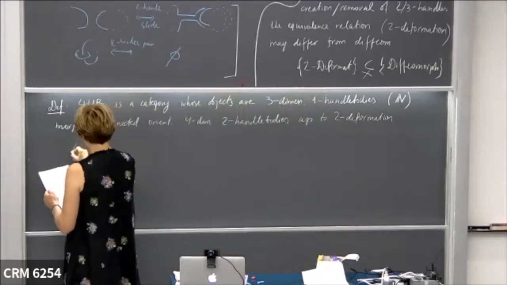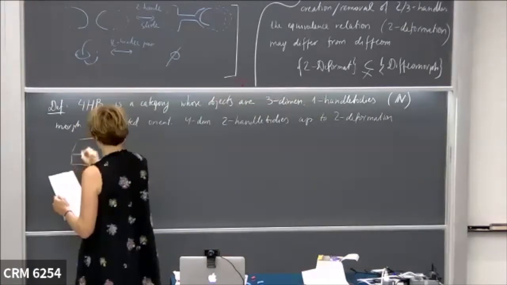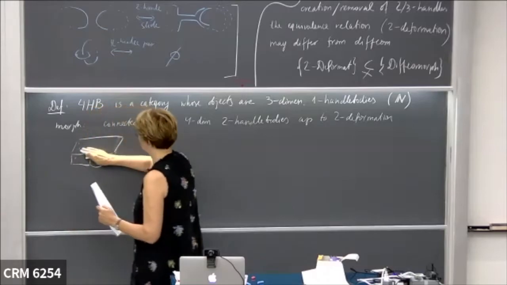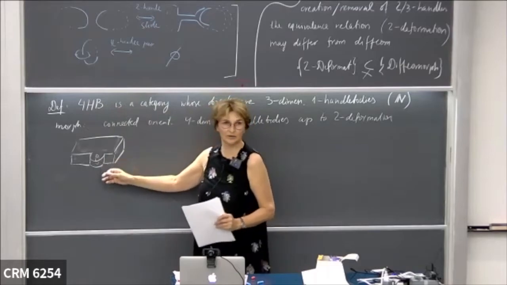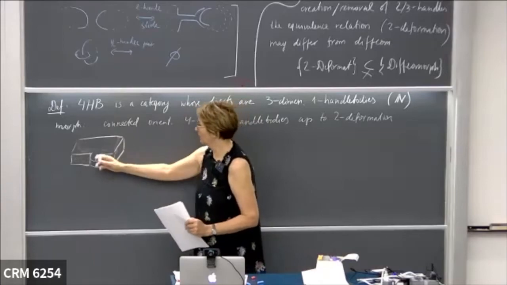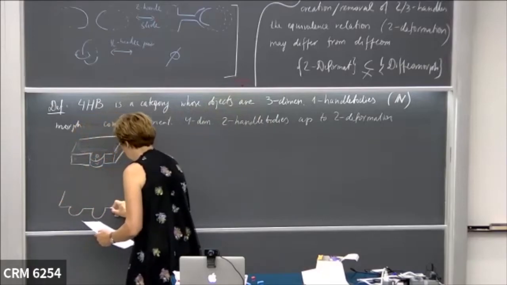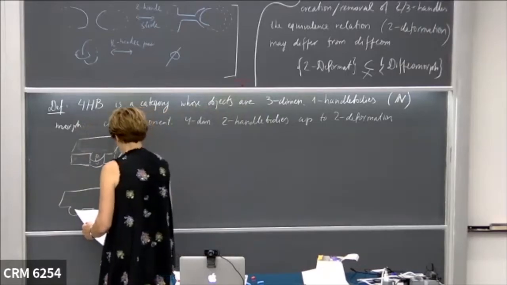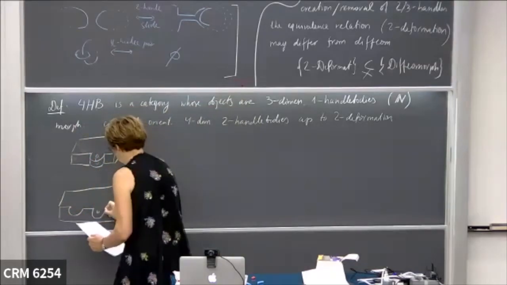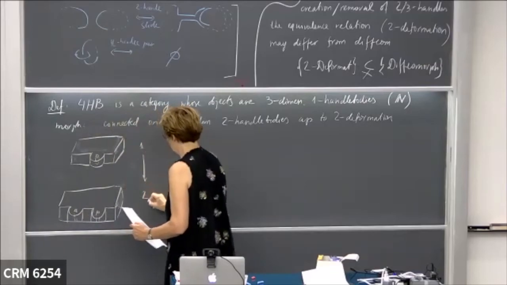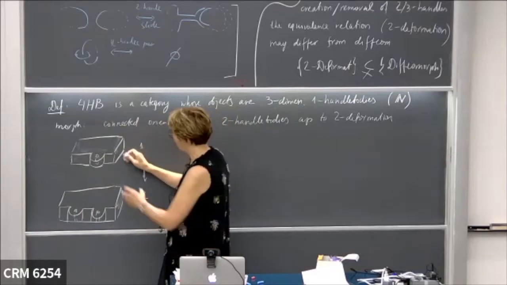So how does it look? Here is a picture. This is, for example, a three-dimensional one-handled body, for the solid torus. I'm drawing this by taking first a cube and then attaching this one handle to this cube. And I would like to look at a morphism from this guy to a guy with two handles. So this will be a morphism from one to two in my category. The other guy will look like this, and again I'll have this. I would like to construct a morphism from one to two. So basically I'm thickening all the structure by taking the product of this guy with an interval.